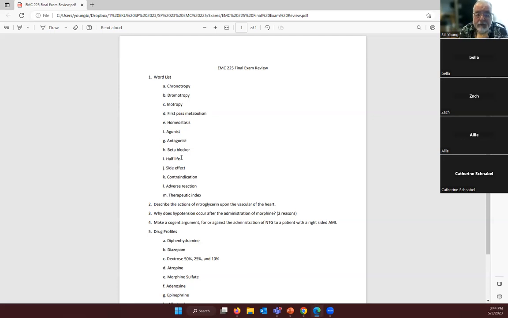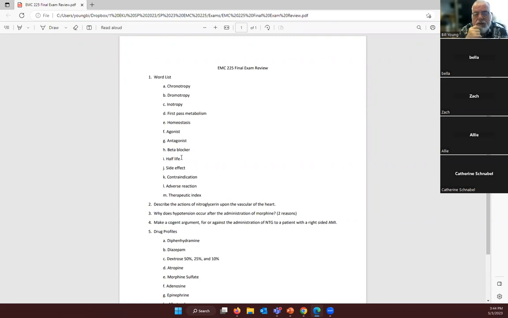Adenosine has a half-life of maybe about 10 seconds. That means that in 10 seconds, 50% of the medicine has already been metabolized. In less than a minute, all of that medicine is out of the body, as compared to another cardiac drug, amiodarone, which has a half-life of about 75 to 80 hours. So it could take weeks for that medicine to be out of the body.